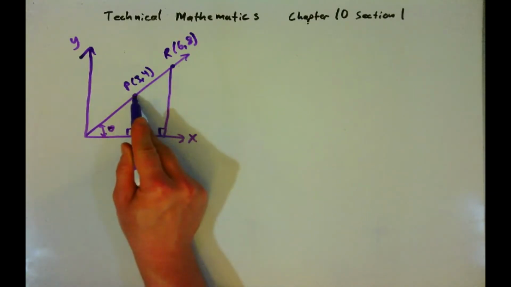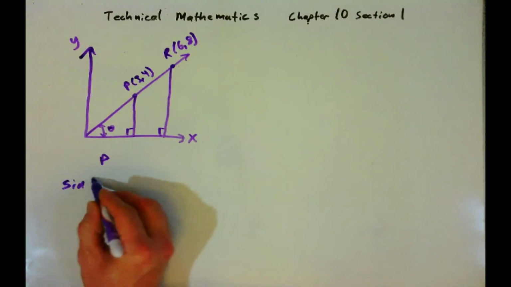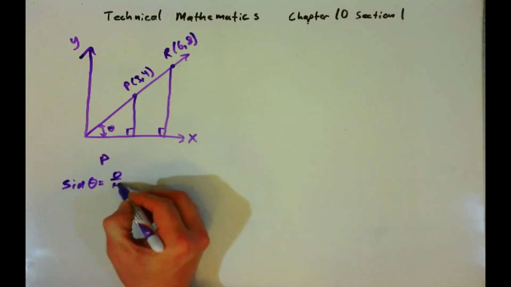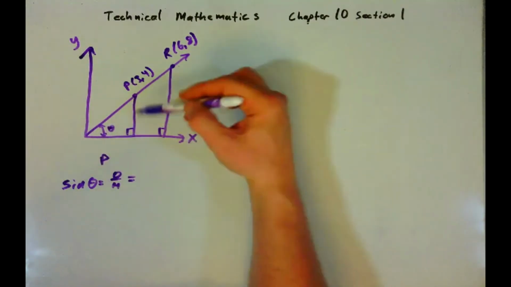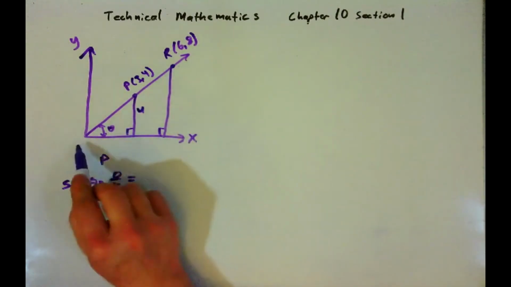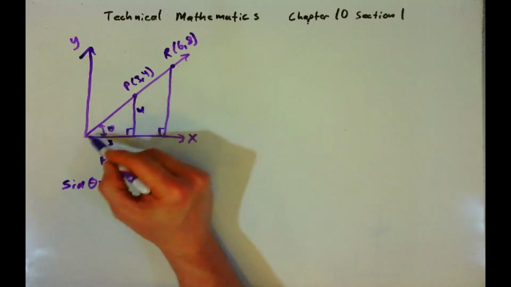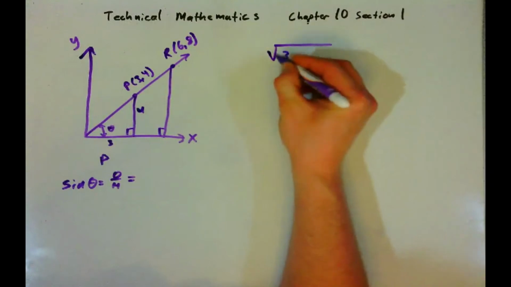So for the triangle that's formed by point P, we have the sine of theta, which is opposite over hypotenuse. And so for theta, the opposite side is 4. This side of the triangle is 4. This side of the triangle is 3. Well, we need to find the hypotenuse first. So let's find the hypotenuse.